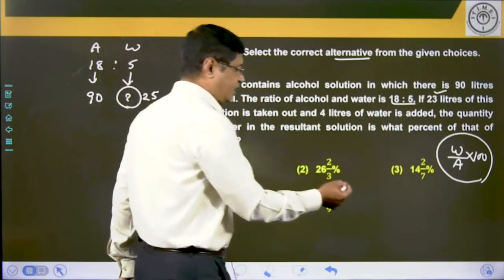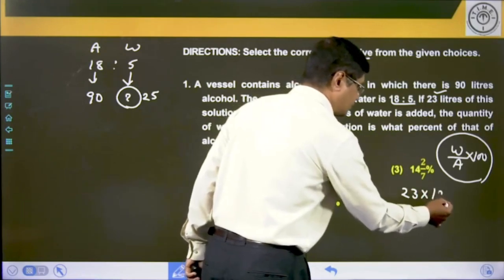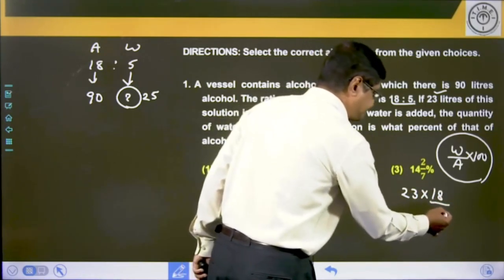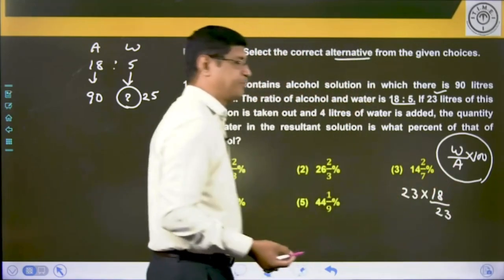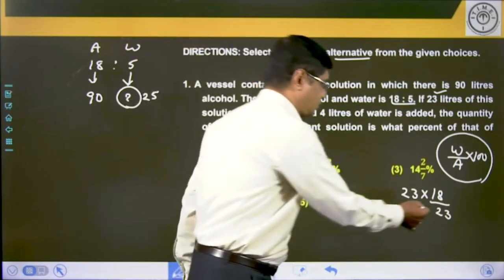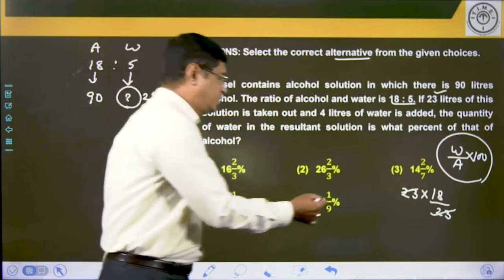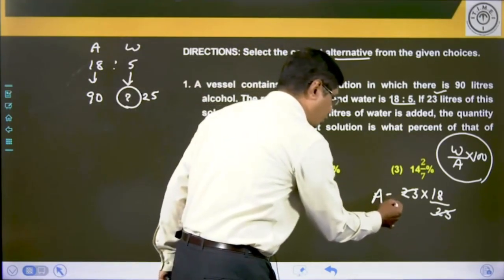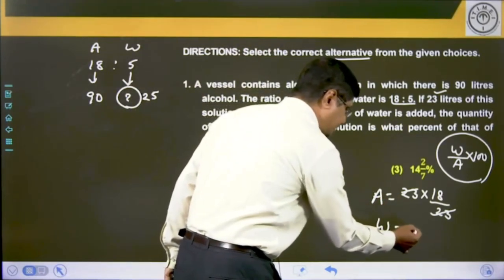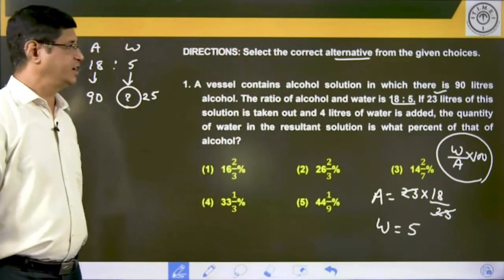So 23 liters is taken out means what is the quantity of alcohol, means 18 by sum of the ratios. Simplify, it is 18 liters. And what about the water value? Water is equal to the remaining, that is 5 liters. So 18 plus 5, 23 liters.